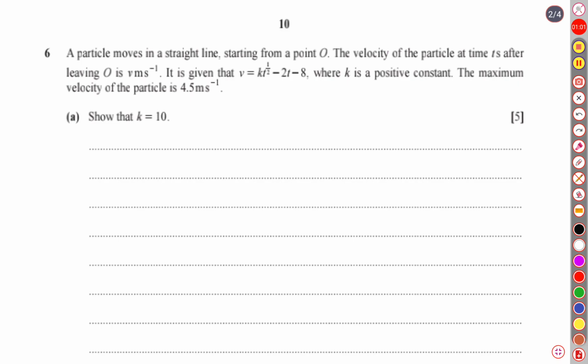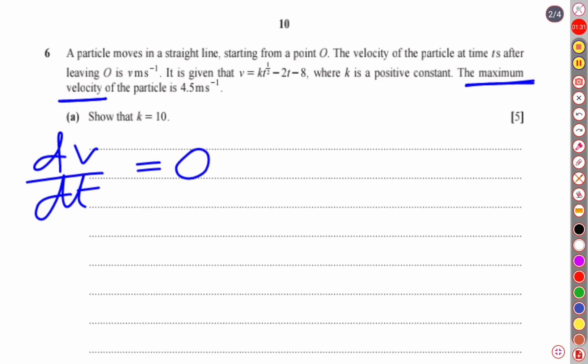So what is the concept we are going to apply here? The clue word of this question is maximum velocity. In the case of maximum velocity, acceleration is 0. That means we will apply the concept of acceleration equal to 0. And we know acceleration is the derivative of velocity. So let's find the derivative of velocity. dv over dt will be 0. So this is the concept we are going to apply here.